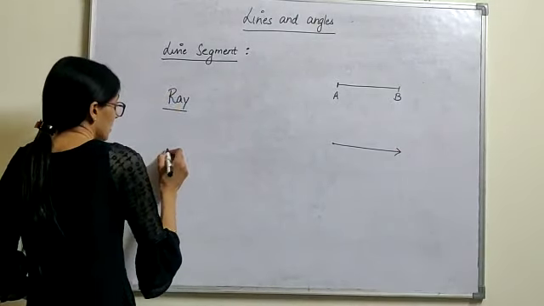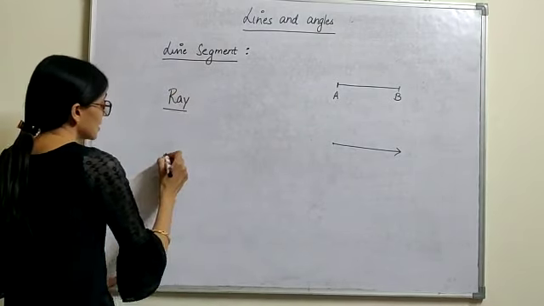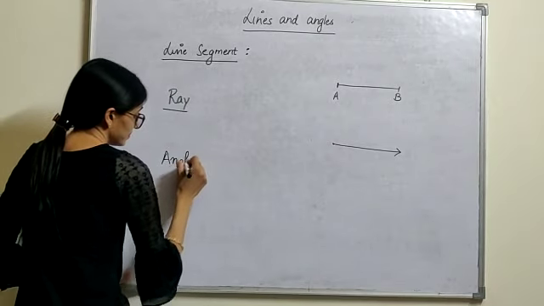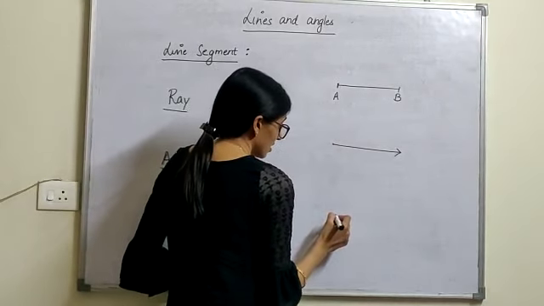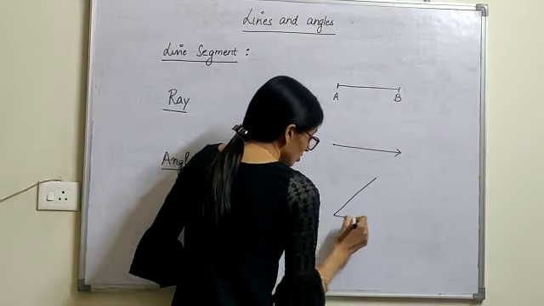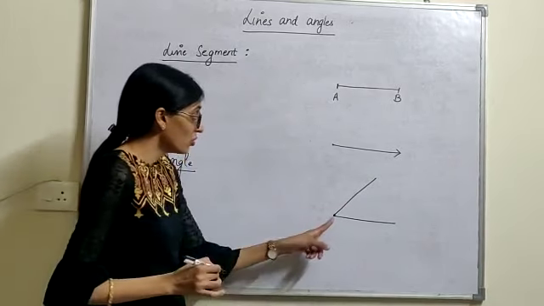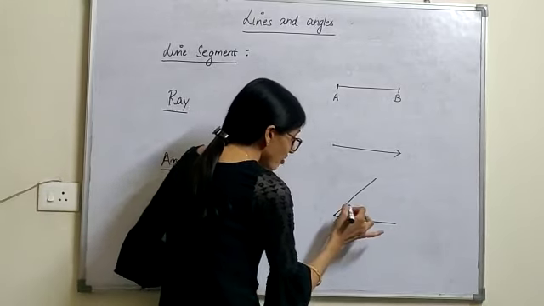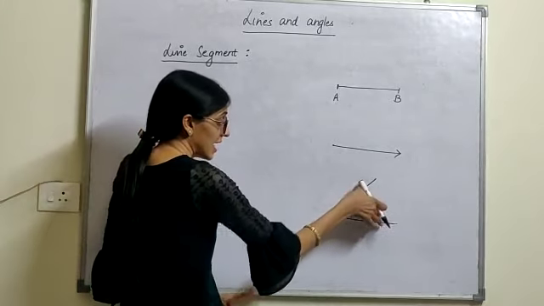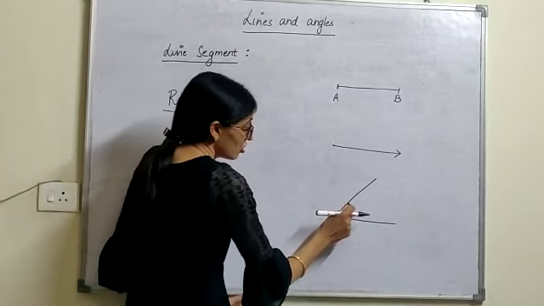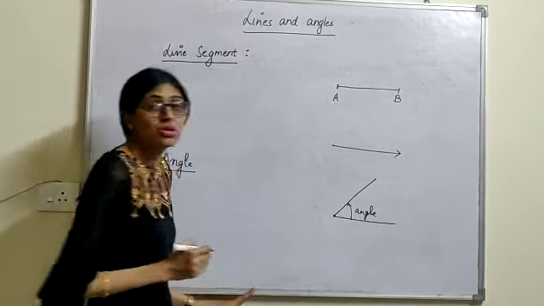First is line segment, second is ray, third is angle. Now what do you mean by an angle? When two lines originate from a common endpoint, they form an angle. Both the lines have a common vertex, so they form an angle. This is the angle formed by the two lines.